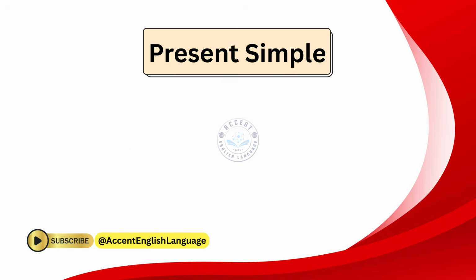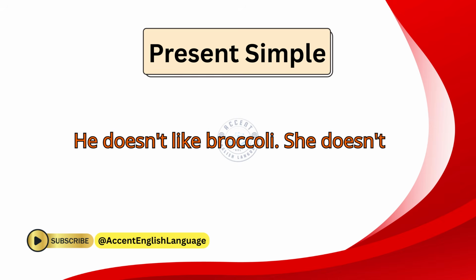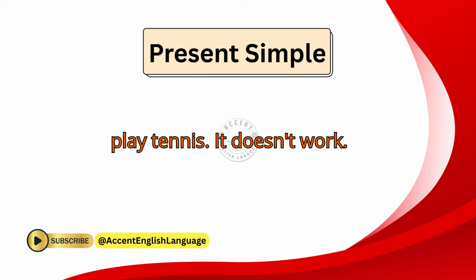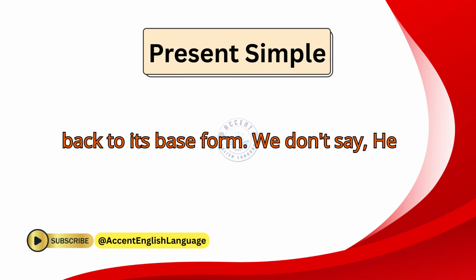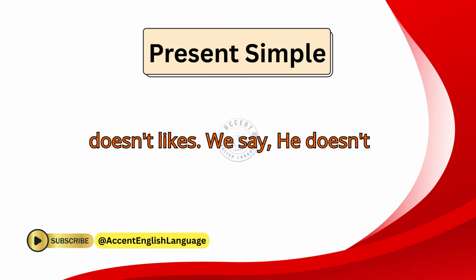For example, he doesn't like broccoli. She doesn't play tennis. It doesn't work. Notice that after doesn't, the verb goes back to its base form. We don't say, he doesn't likes. We say, he doesn't like.